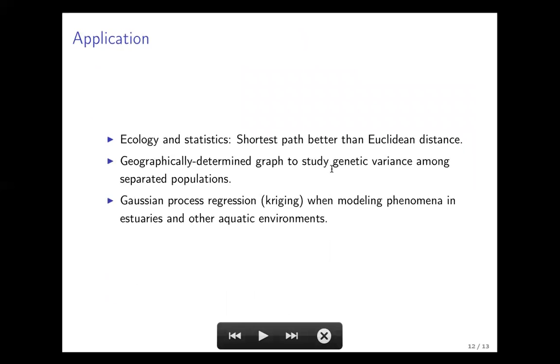Now I have talked about shortest path distance based covariance matrix estimation, and in different applications this kind of shortest path based estimation is being done, as in ecological studies and geographically determined graph studies for genetic variance among separated populations, or something called the Kriging method, or Gaussian process regression, where they have found that the shortest path based metric is a much better representation than the Euclidean distance metric.